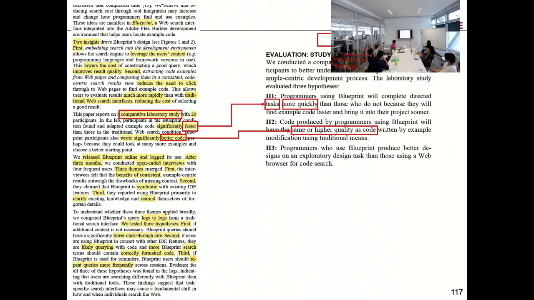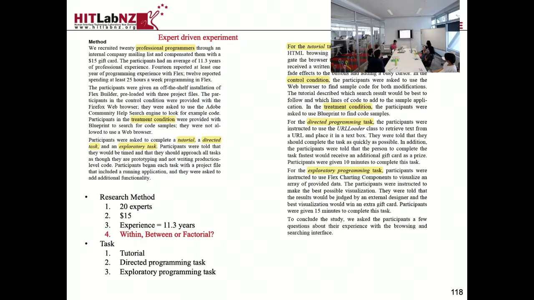And what does better code mean? It's higher quality code. And then what does better code mean again? Better design on an exploratory design task. So it's still a bit vague, but he explained more details later, so that's fine. And then what is his method? He ran his experiment with experts. So this is an expert-driven experiment. And then what is the treatment condition? That is the blueprint. And the control group is the traditional one.